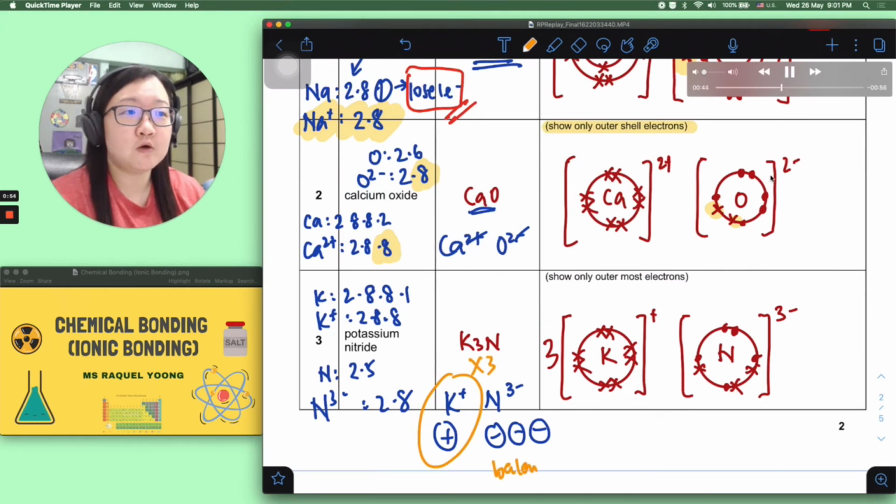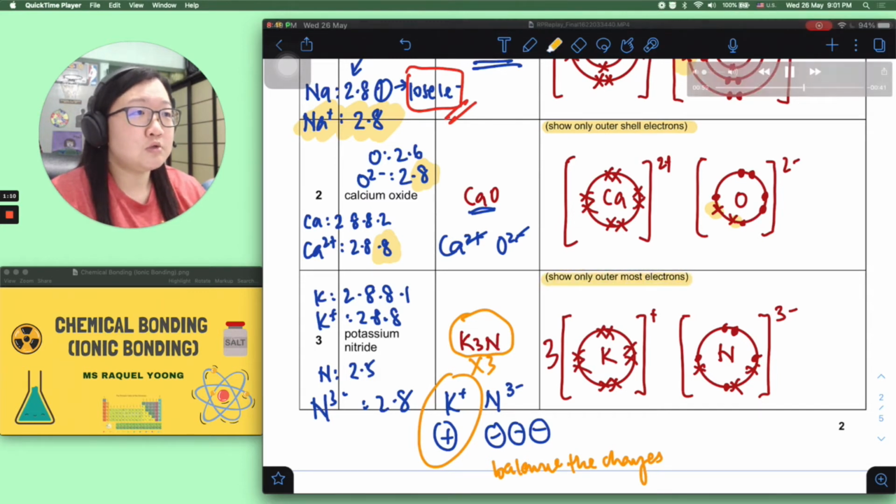So over here, in order to balance the charges, I need 3 times of my cation. Therefore, in doing this balancing of charges, I'm having 3 of my cation, right? So therefore, the final chemical formula is K3N. So now we are ready to draw the dot and cross diagram.